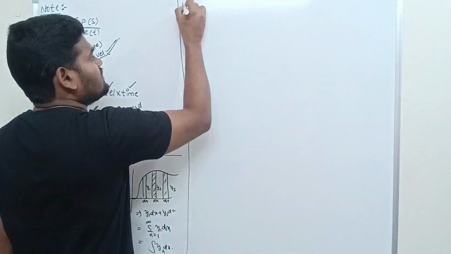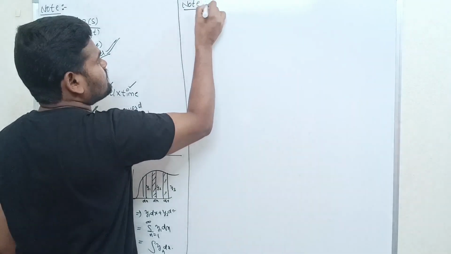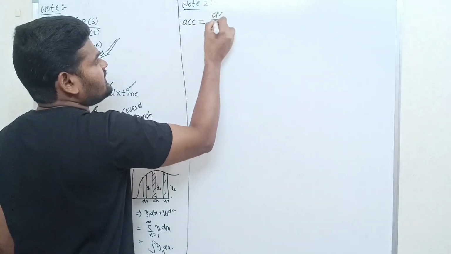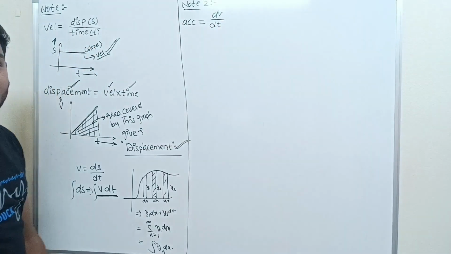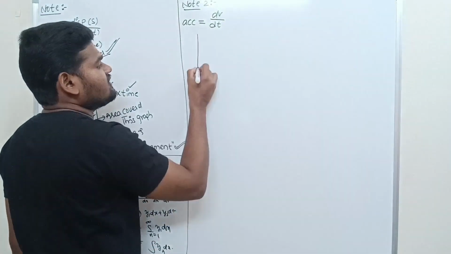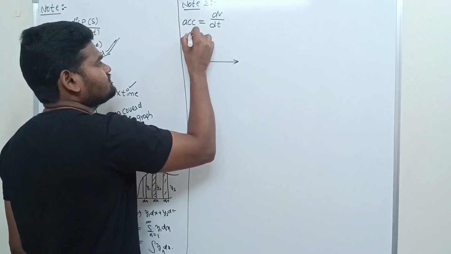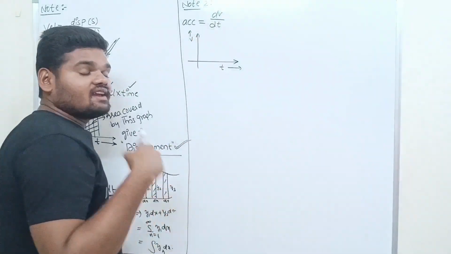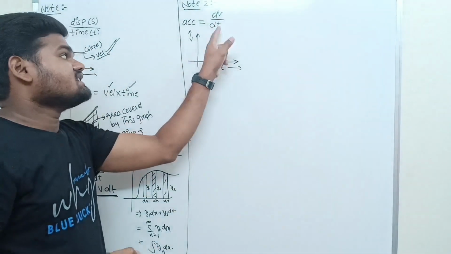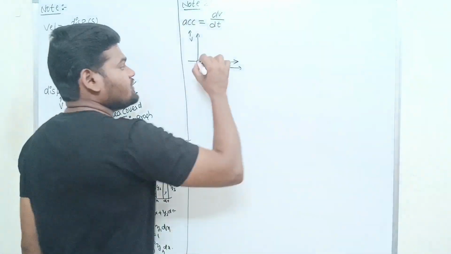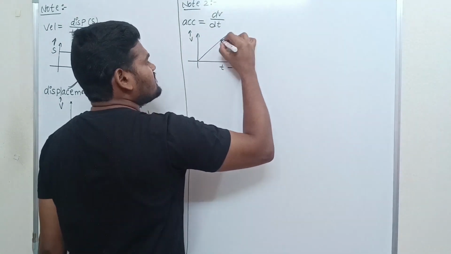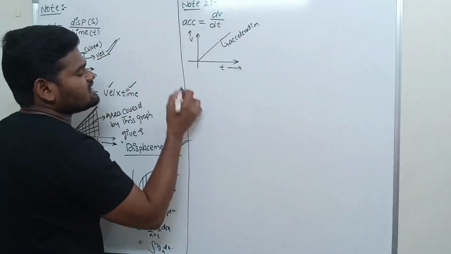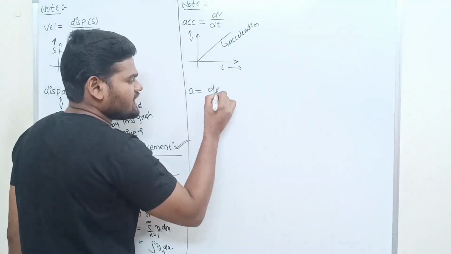Have a look at note number two. What is acceleration? Acceleration is nothing but change in velocity divided by time. The rate of change of velocity is called acceleration. If we draw the graph for velocity versus time, what is the meaning of dv by dt? The slope of the graph of velocity versus time gives acceleration. I'm just writing acceleration equals dv by dt.